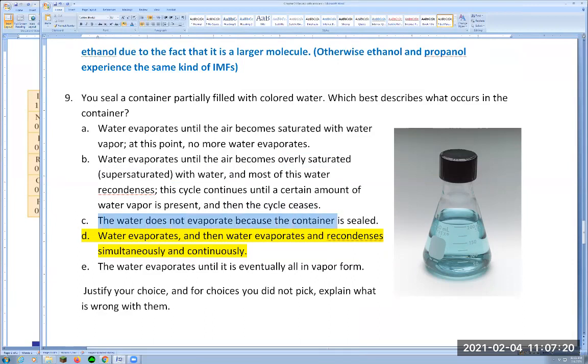The water does not evaporate because the container is sealed is not true. You know that it can evaporate even if it's sealed. And it evaporates until it is eventually all in vapor form. No, if it's at room temperature, there's no reason that it would be all in vapor form. So that's what you needed to choose, D.